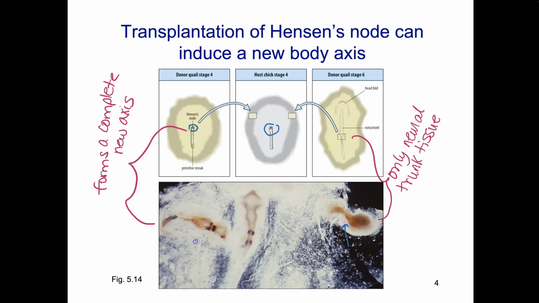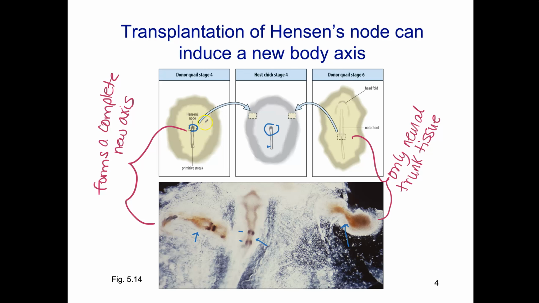So this is the regular one with the head folds, and then here's the beginnings of, I think, somites, if I'm correct on that. And then here are the transplanted ones, and they are starting to form similar structures. So they're a little bit behind. This embryo was a little further along than the donor.